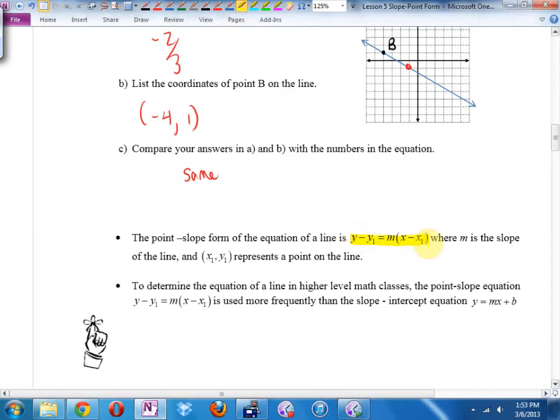Point-slope form looks like that: y minus y1 equals m bracket x minus x1, where m is the slope and x1 comma y1 is any point on the line, not just the y-intercept, any point on the line. So now, if I want to get the equation from a graph and the y-intercept is a decimal, it's okay. Find the slope and find any other point on the line. And you're good to go.